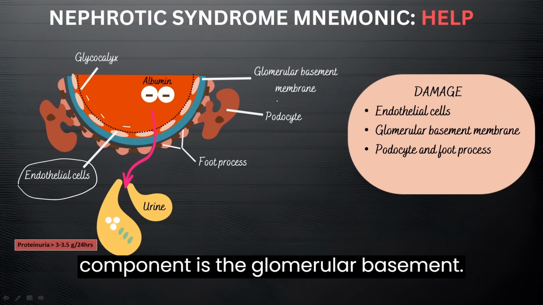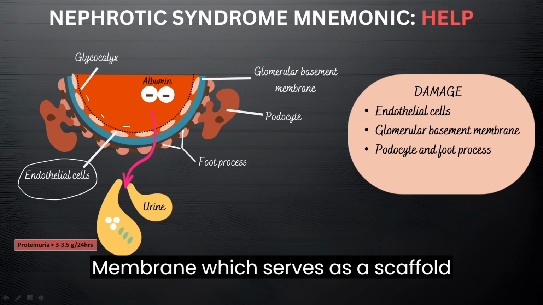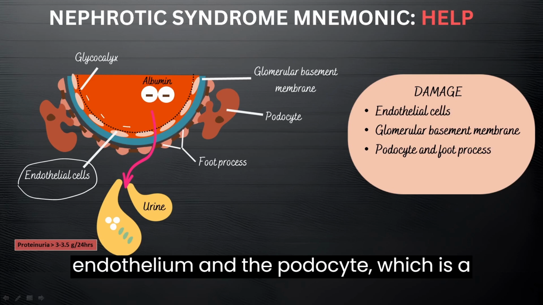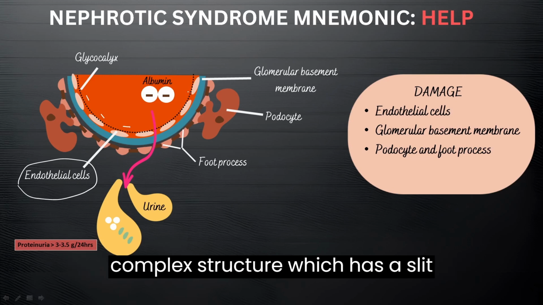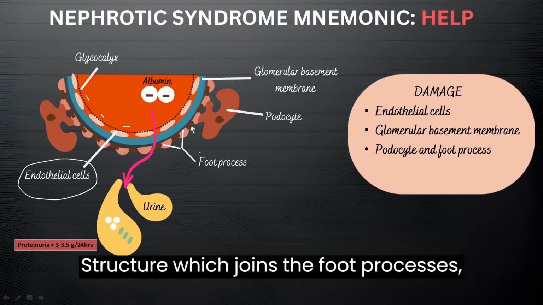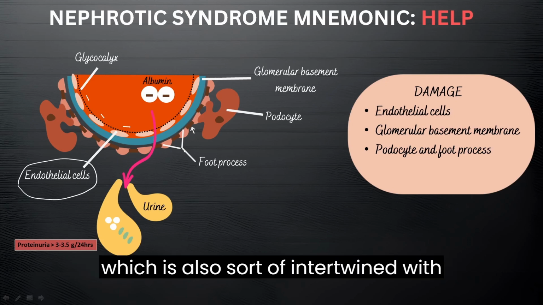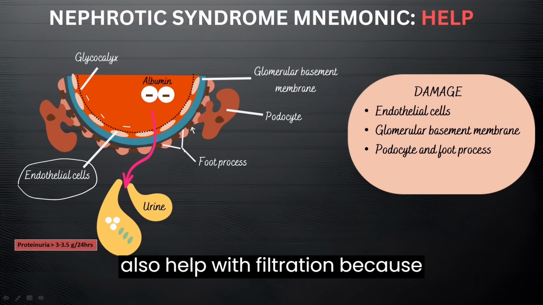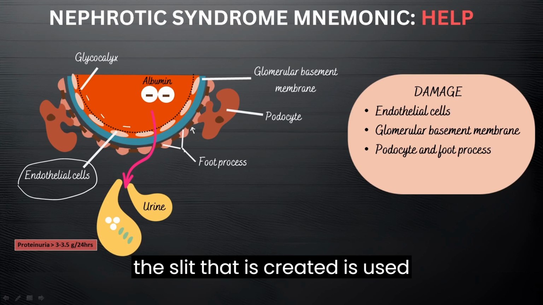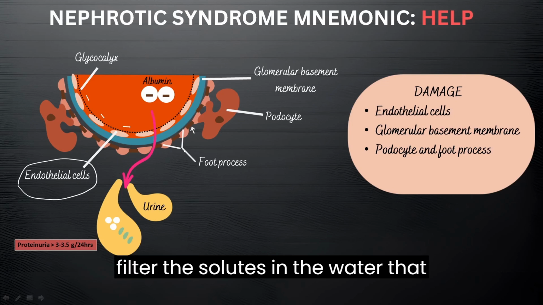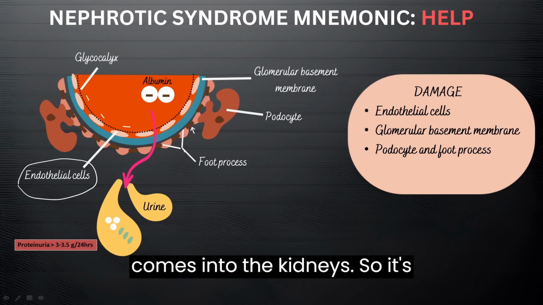The other component is the glomerular basement membrane, which serves as a scaffold for the podocyte as well as the endothelium. And the podocyte is a complex structure which has a slit diaphragm. You can see the brownish structure which joins the foot processes, which are intertwined with each other. The purpose of this is also to help with filtration, because the slit that is created is used to sieve or filter the solids in the water that comes into the kidneys.